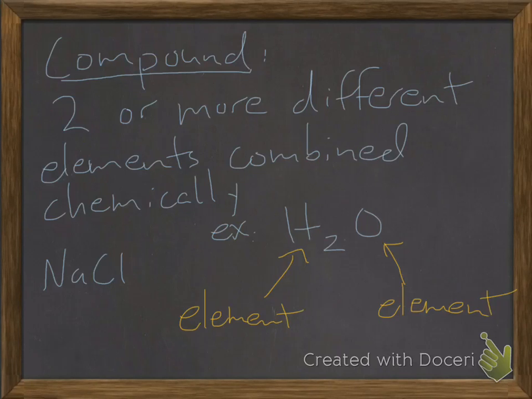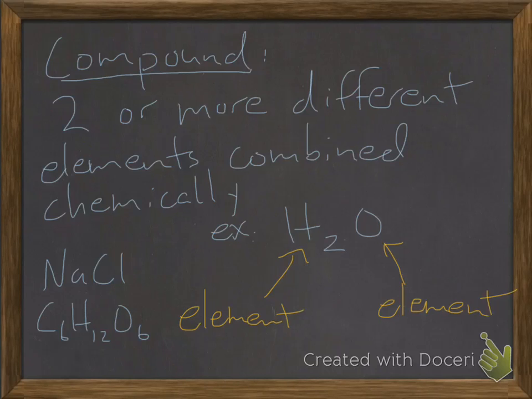NaCl is salt. C6H12O6, that's sugar. Yeah, question? Wait, so that just has two hydrogens and one oxygen? Exactly.